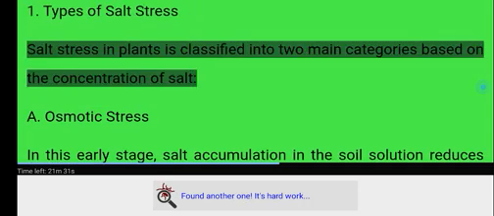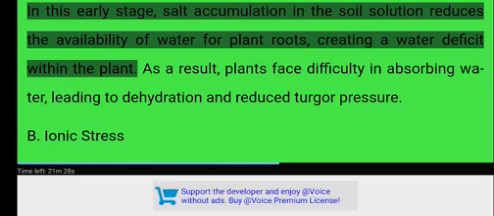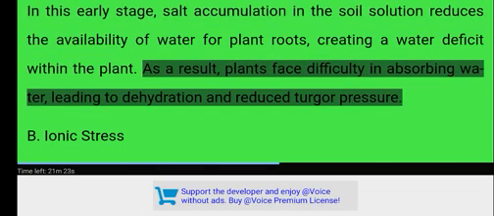1. Types of salt stress. Salt stress in plants is classified into two main categories based on the concentration of salt. A. Osmotic stress. In this early stage, salt accumulation in the soil solution reduces the availability of water for plant roots, creating a water deficit within the plant. As a result, plants face difficulty in absorbing water, leading to dehydration and reduced turgor pressure.